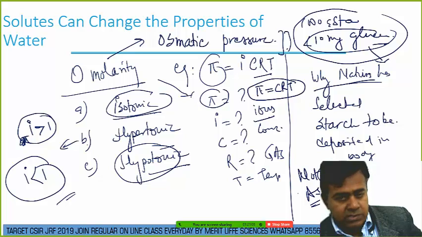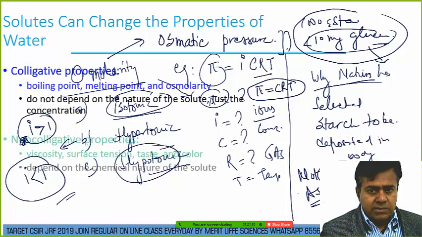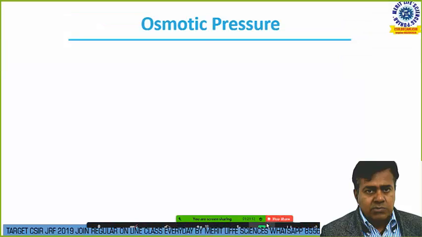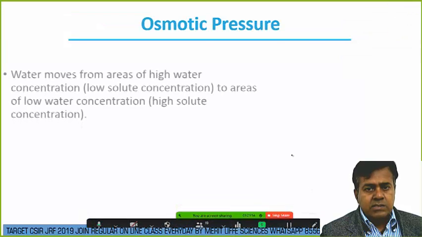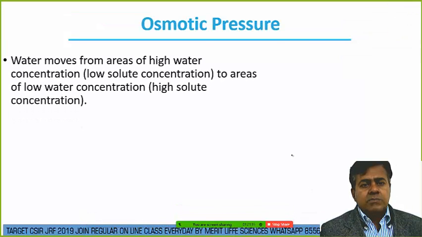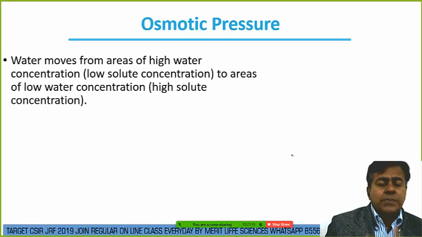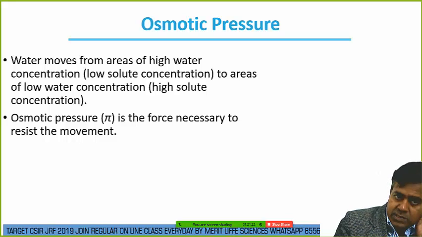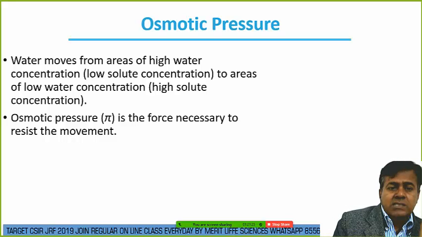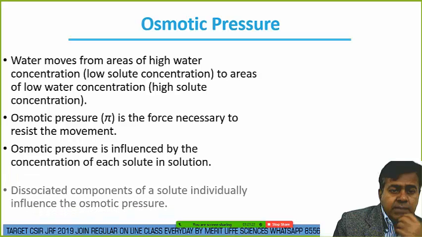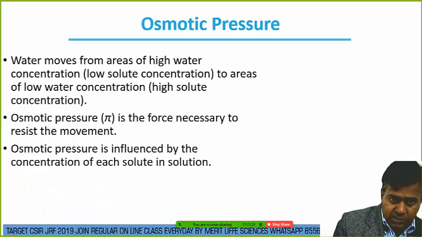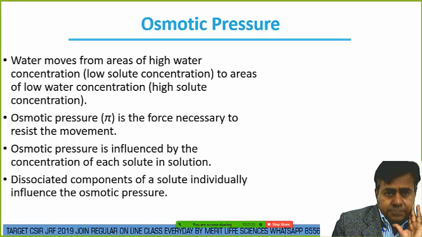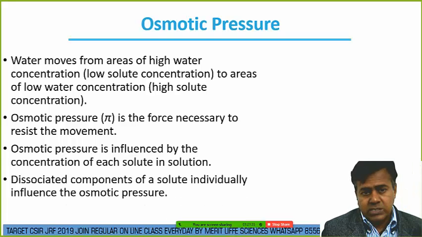I can show you, this is the formula, that is the formula, right? You can see here, water moves from an area of high water concentration to an area of low water concentration. This is called osmotic pressure. Osmotic pressure is the force that is necessary to resist the movement, and osmotic pressure is influenced by the concentration of what? Solute. So the dissociated components of solute individually influence the osmotic pressure.